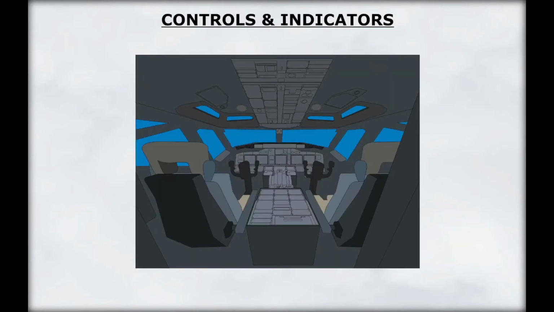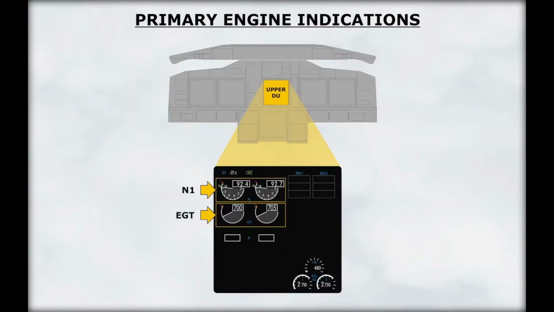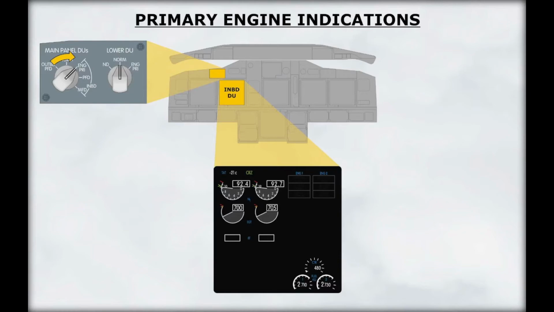Now let's cover the controls and indicators. Engine indications consist of the primary and secondary engine indications. Primary engine indications consist of N1 and EGT and are displayed on the upper display unit. If the upper display unit fails, the primary engine indications will be displayed on the lower display unit. Primary engine indications can also be displayed on either inboard display unit using the respective display select panel.